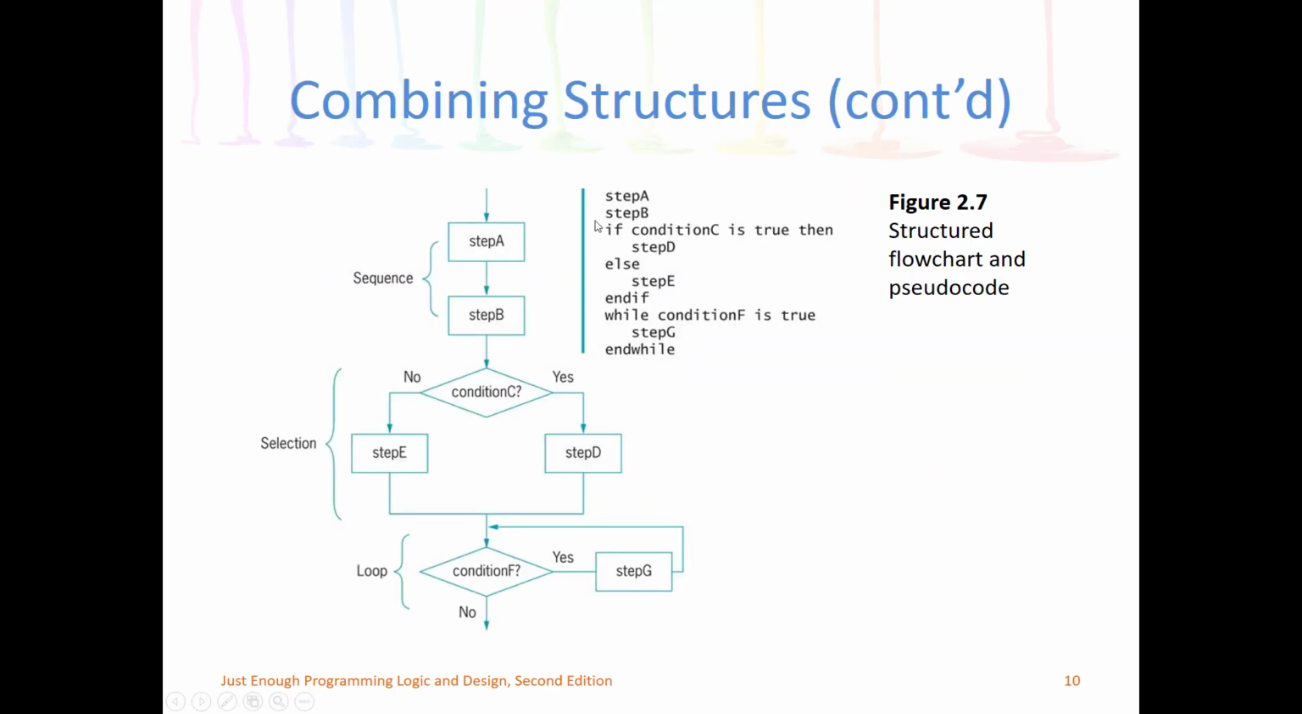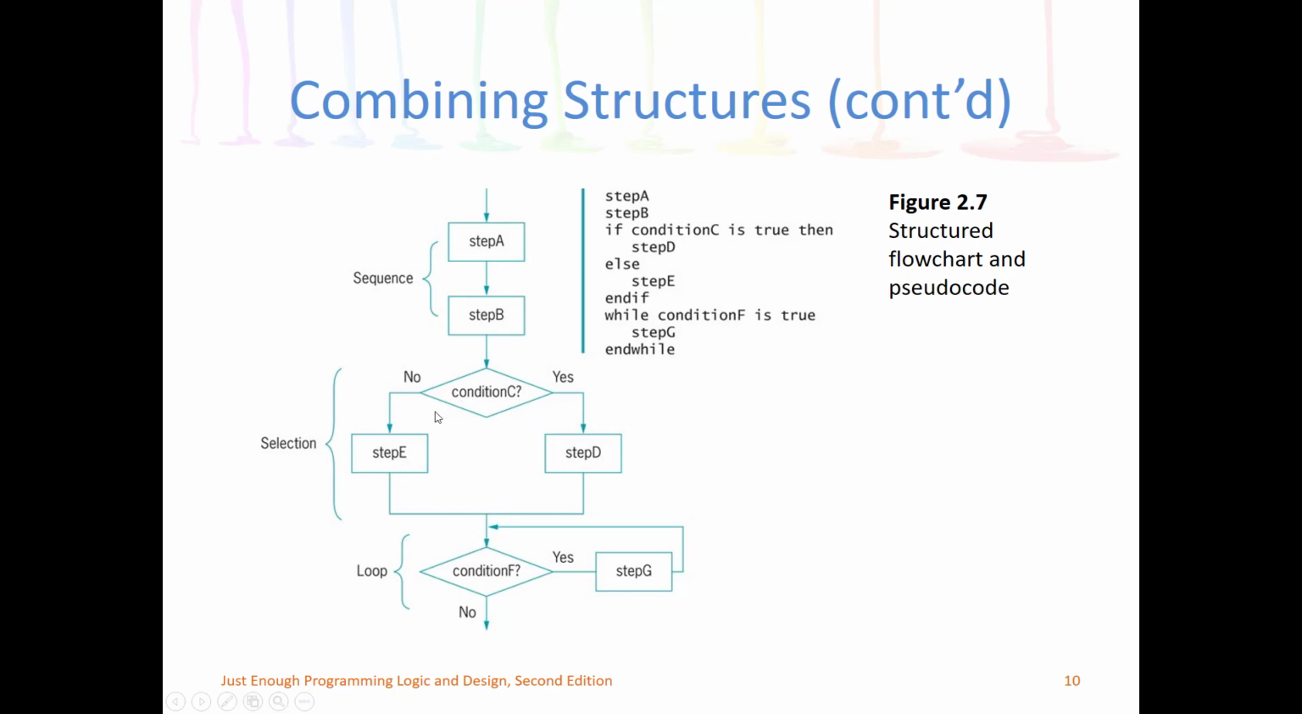Okay, so here is a little pseudocode, and the author does this a lot. This is your pseudocode, and it shows you how the associated flowchart will look. So you got step A, that's sequence, and then you do step B. Then here's your decision or selection. Is condition C true? If it's yes, then you come over here and do step D and go out. If it's no, you come over here and do step E and then out.